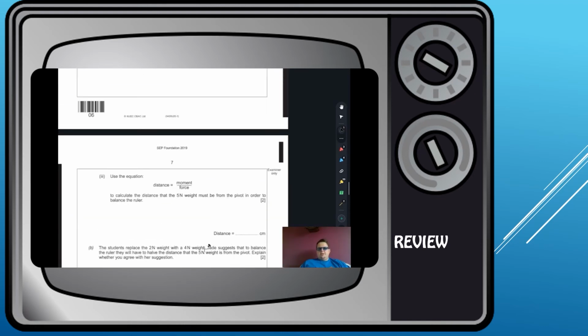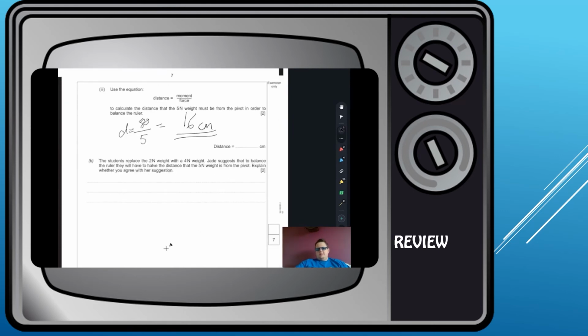Then it wants us to work out the distance. Well, if they're balanced, the moment is going to equal 80, the force is 5, so the distance is going to be 16 centimeters. Students replace the 2 Newton weight with a 4 Newton weight. Jade suggests that to balance the ruler, they will have to halve the distance that the 5 Newton weight is from the pivot. Explain whether you agree with her suggestion.